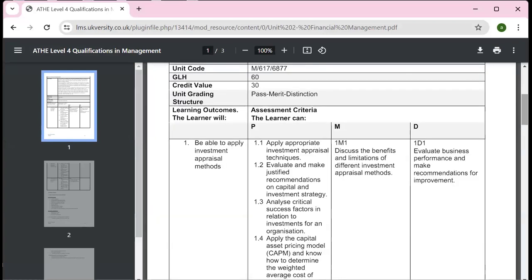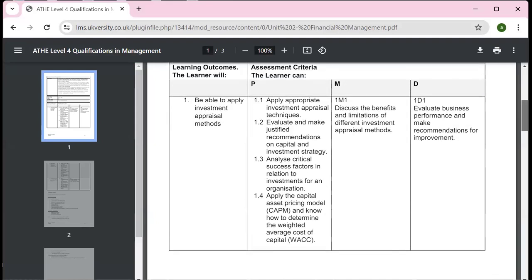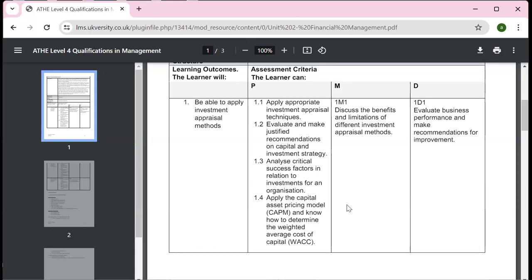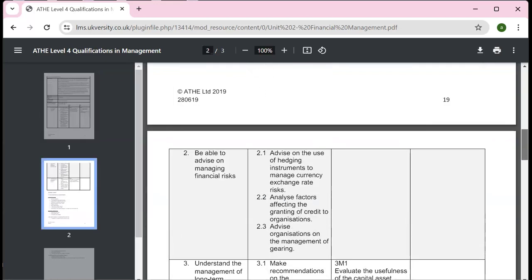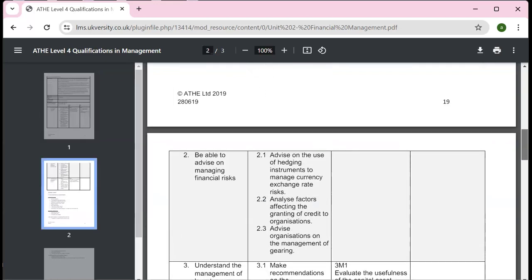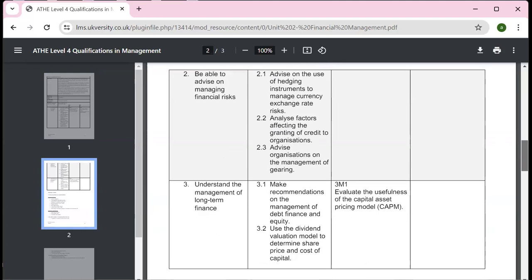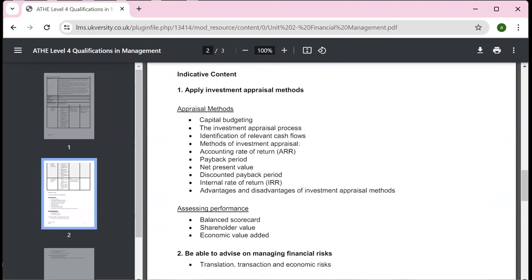So our learning outcome 1 is to be able to apply investment appraisal methods. I'll give you a separate slide on the application of investment appraisal methods. Apply the appropriate investment appraisal technique, evaluate, justify, analyze, and apply. These are the key assessment criteria and the merit and distinction criteria which we're supposed to go through. Lesson 2 will go through advice on managing risk. Lesson 3 will go through understanding the long-term sources of funding.